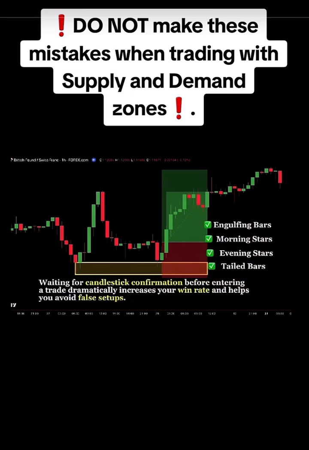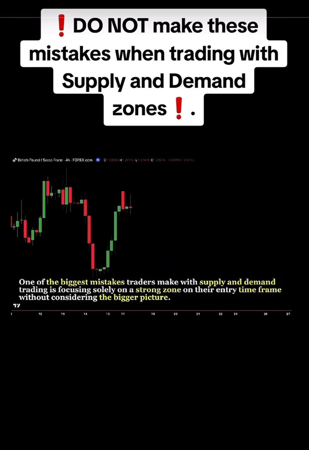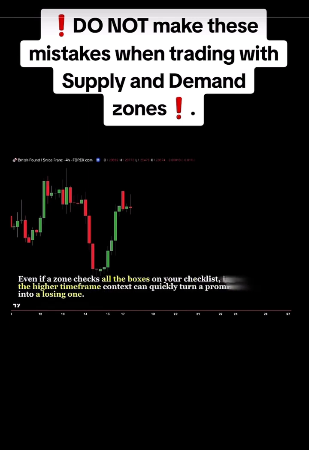Waiting for candlestick confirmation before entering a trade dramatically increases your win rate and helps you avoid false setups. One of the biggest mistakes traders make with supply and demand trading is focusing solely on a strong zone on their entry time frame without considering the bigger picture. Even if a zone checks all the boxes on your checklist, ignoring the higher time frame context can quickly turn a promising trade into a losing one.